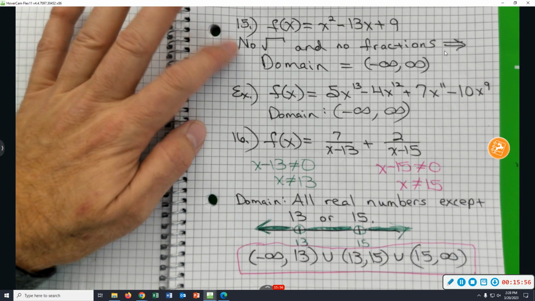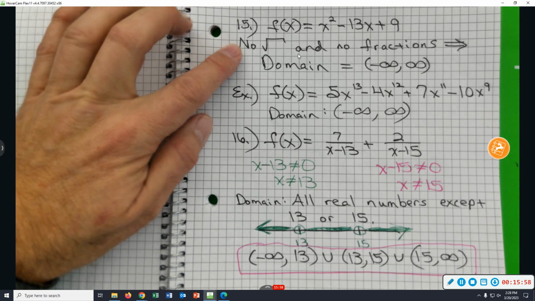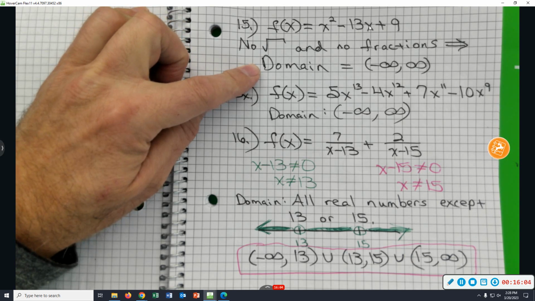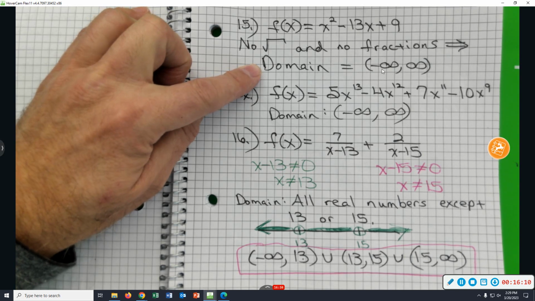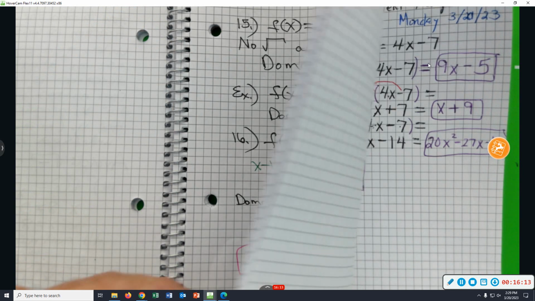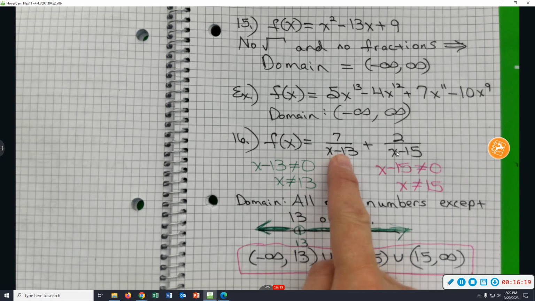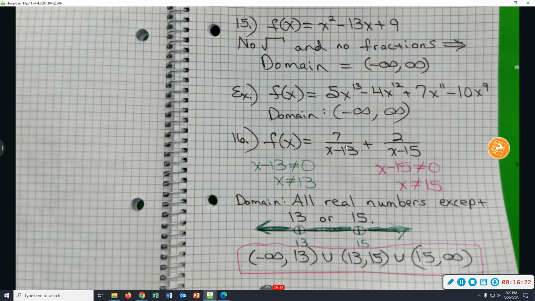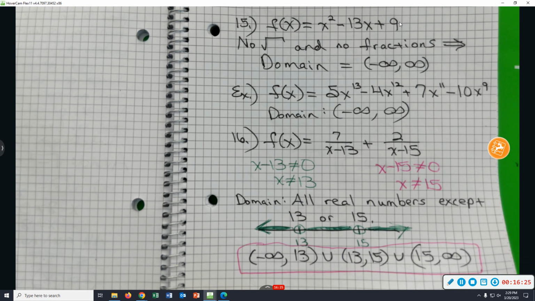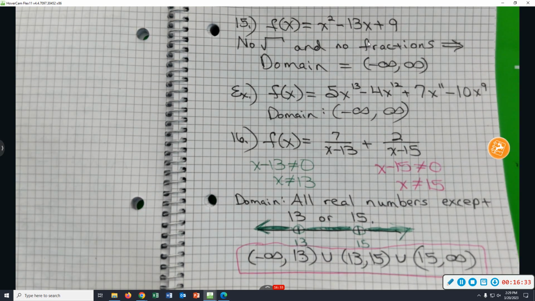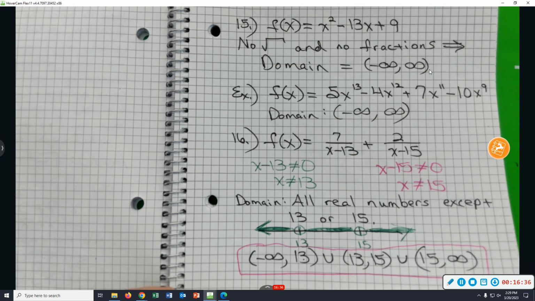Suppose there's no square root and no fractions appearing in your function. Unless you're told otherwise, what do you assume the domain is going to be? What numbers can you plug in there for x? Yep, any real number, from negative infinity to positive infinity. Y'all remember us saying that? Remember, you don't want a denominator of 0. In number 16, you have a denominator of 0 occurring, because they're fractions. But there's no fraction in the function, so we don't have to worry about a denominator of 0. There's no square root appearing, so you can't get the square root of a negative. No fractions, no square roots, and you assume the domain is all real numbers.